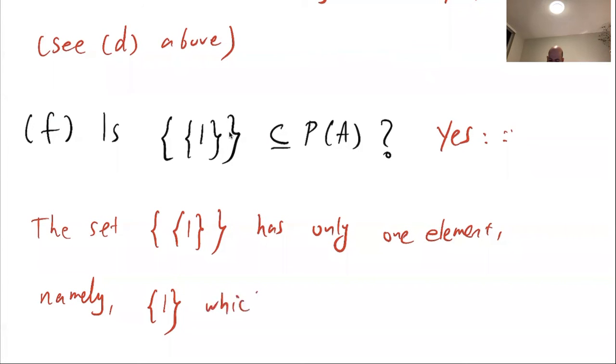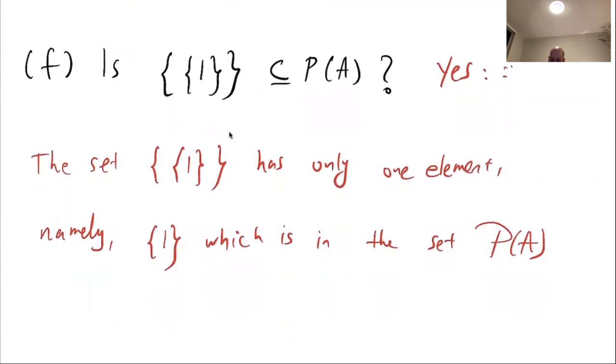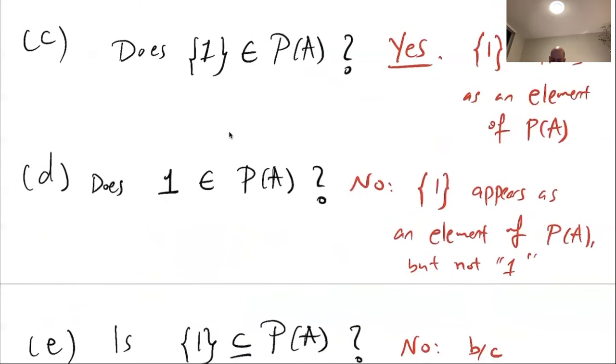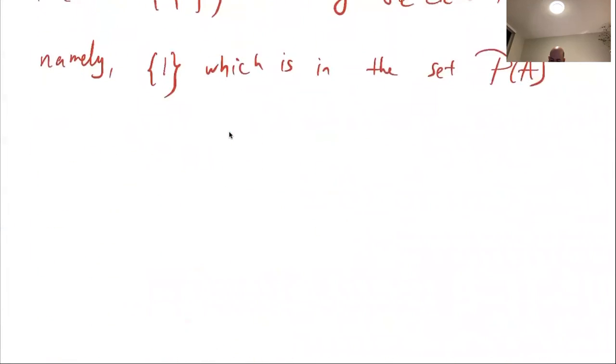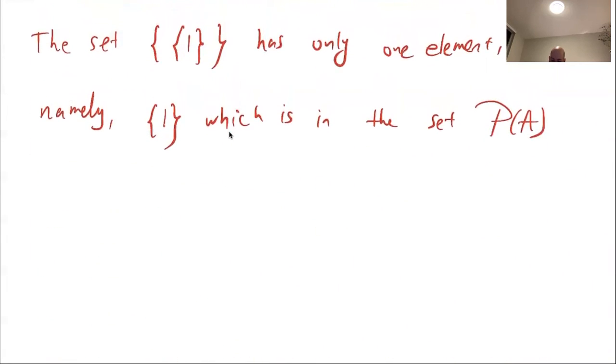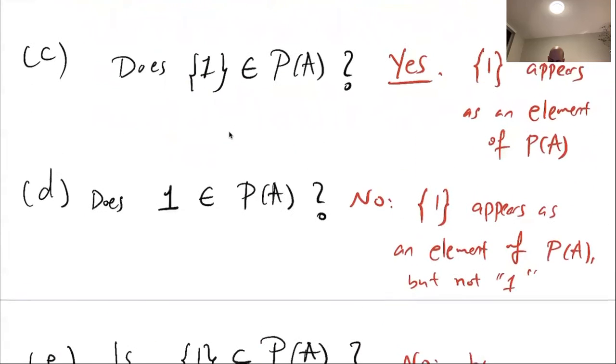Which is in the set in the right-hand side, which is P of A. Why is it? Well, we already established here, part C. Look at part C. We established that the set containing 1 is an element of P of A. And that's exactly what we want to use here. The set containing 1 is inside, as an element, P of A. So, part C above.